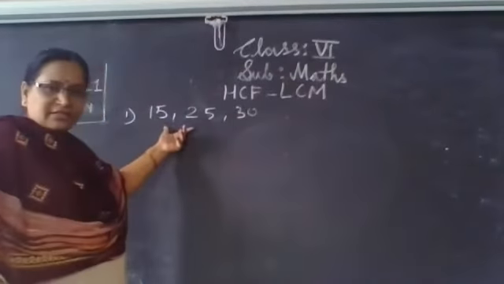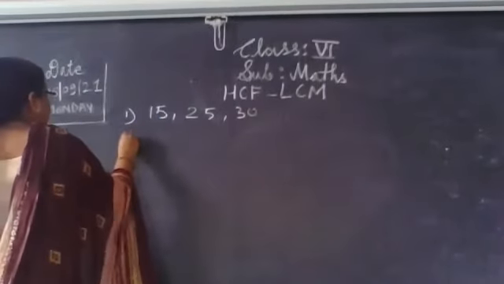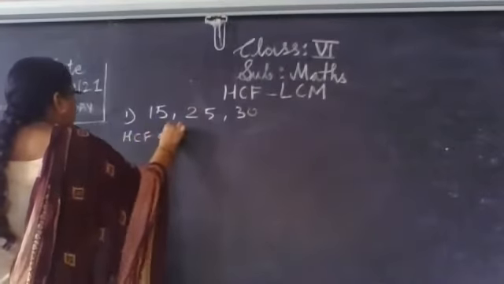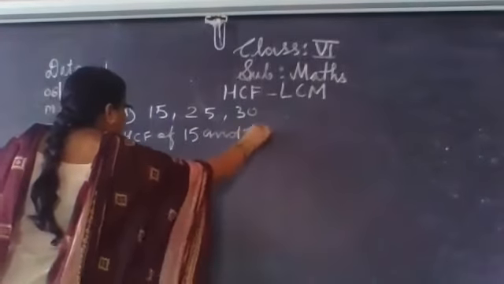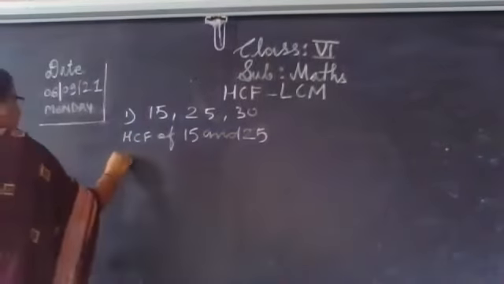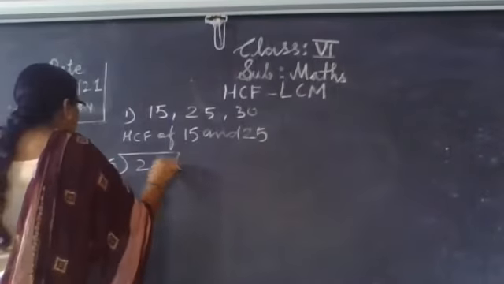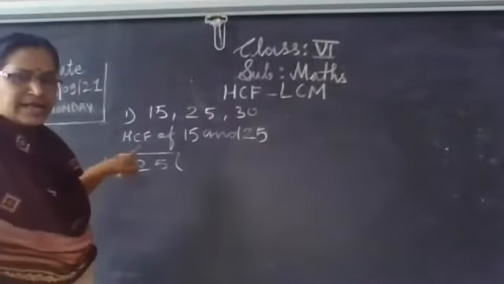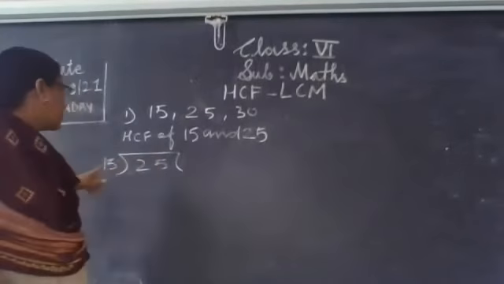So very first we will take any two numbers. Here first we will find the HCF of 15 and 25 by division method. Also we have seen the HCF of three numbers by prime factorization method.